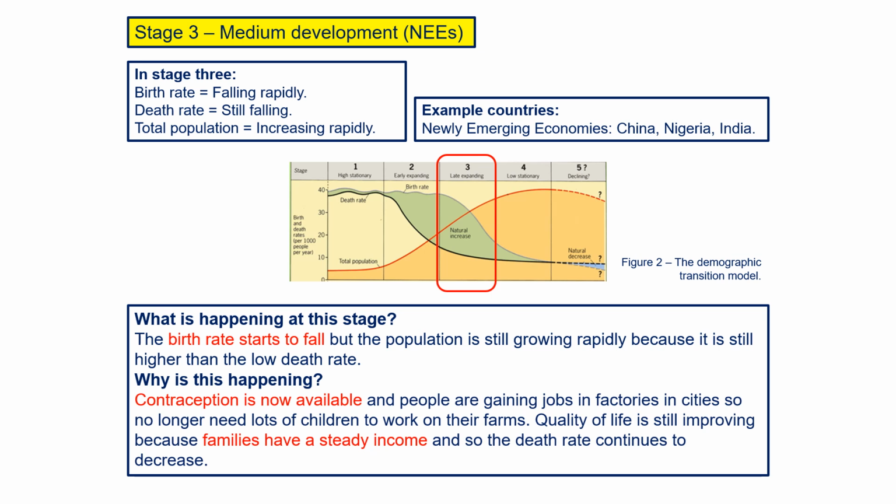The death rate is continuing to decrease. This is because the quality of life is still improving. People have a steady income so they can start to have healthier diets, they can access better healthcare, so people are living longer lives. So summary, birth rate is falling rapidly, death rate is still going down. Birth rate falls because people no longer need children to work, so they live in cities, and death rate still goes down as the country is getting richer so people can afford better healthcare, better foods.